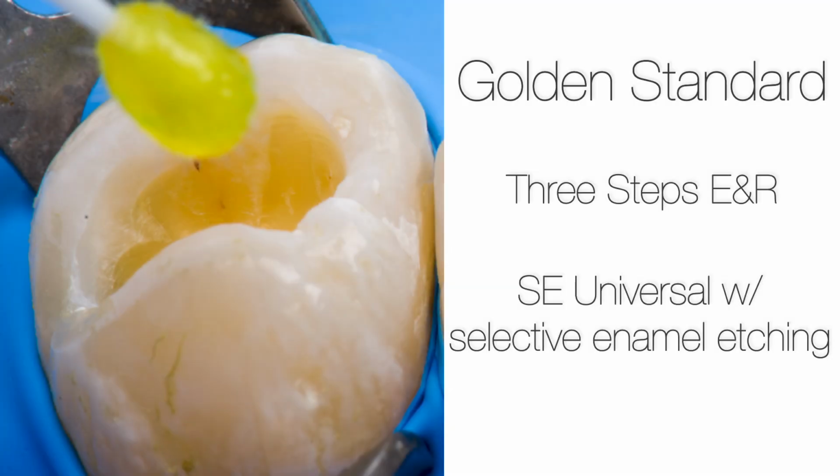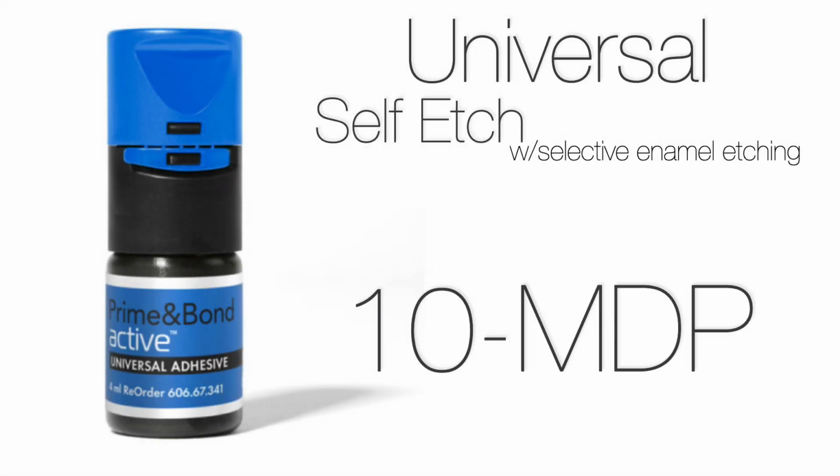So let's say that actually the gold standard relies on the 3 steps etch and rinse and the selective etching of the enamel when working with self-etching universal adhesives. So the gold standards are either the 3 steps etch and rinse or the use of universal self-etch, but doing the selective enamel etching.